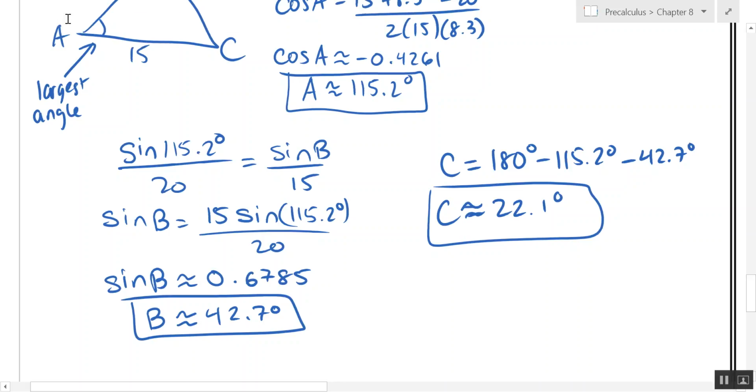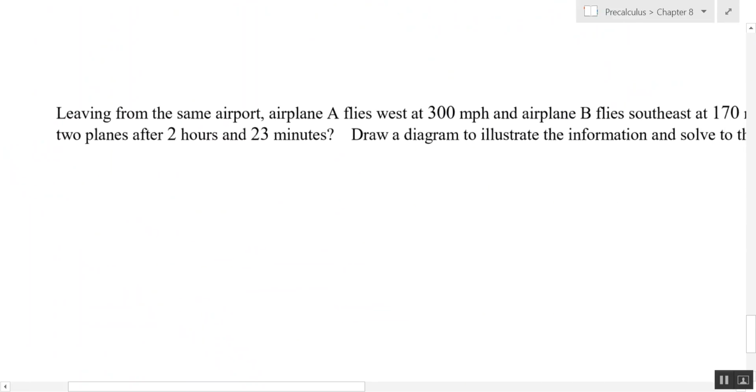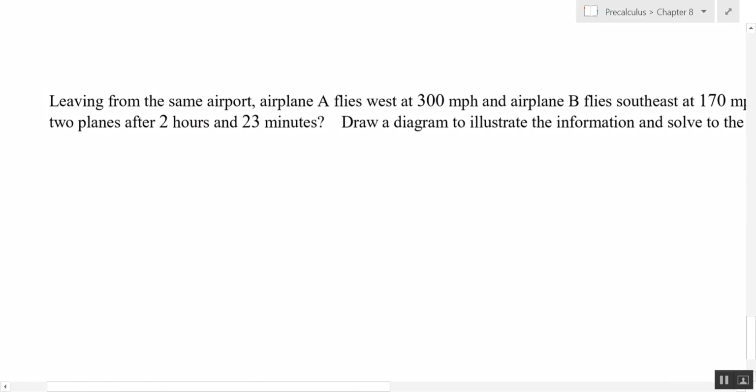All right, let's take a look at the last example. It says we have two planes leaving from the airport. Airplane A flies west at 300 miles per hour and airplane B flies southeast at 170 miles per hour.